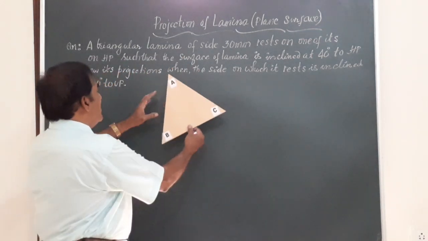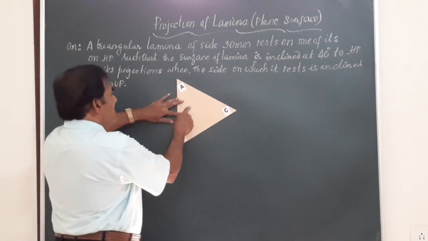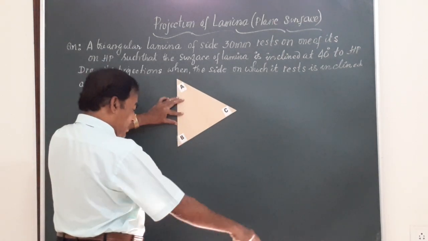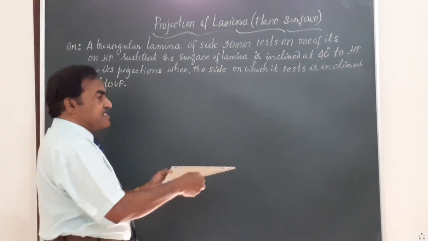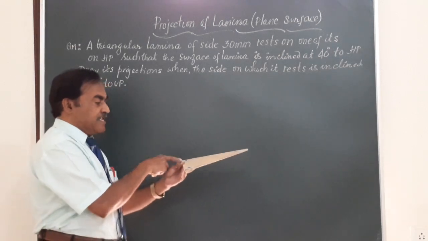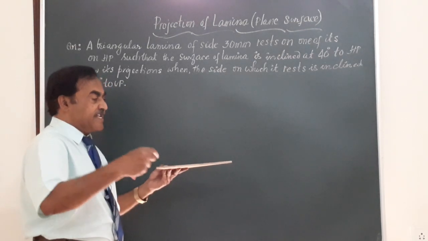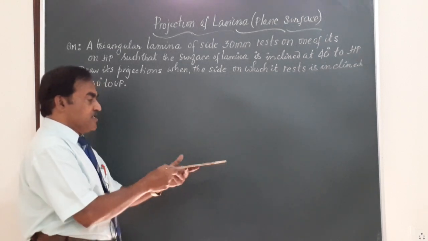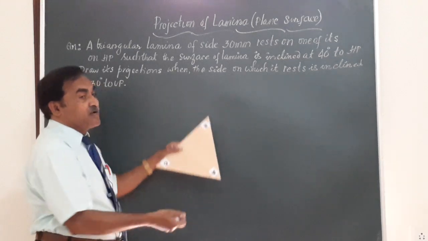Suppose you are placing it on the wall VP, you have to place the object like this such that the side AB is normal to the XY line or normal to HP. Suppose you are placing on HP, the side AB should be perpendicular. Suppose it has to rest on a corner, the corner C should come to the left and this side will come to the right. Again, that is going to be vertical.